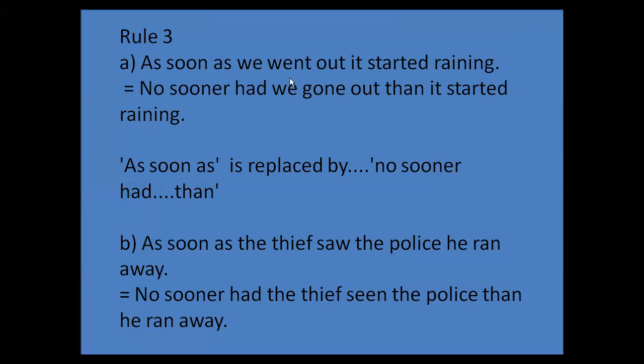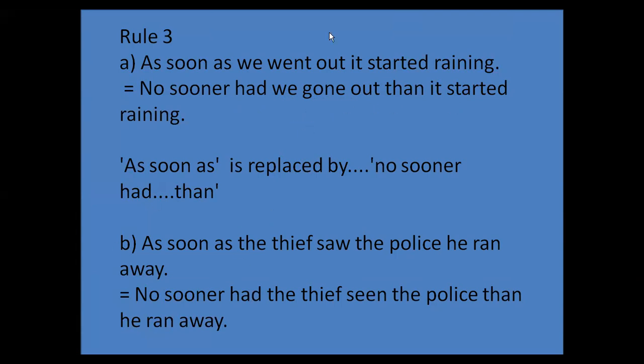Now let's see: as soon as we went out, it started raining. Our answer is no sooner had we gone out. As soon as replaced होके no sooner had होना था, तो हमने यहाँ पे no sooner had लिखा. No sooner had we gone. Now there is went in the question, but we write gone here. You know why? Because already there is had in the answer. This is perfect tense. So as there is had, went becomes gone. Okay, so no sooner had we gone out than it started raining.